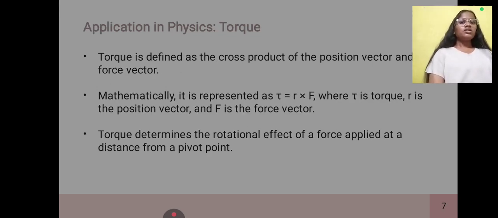Applications in physics. Torque. Torque is defined as the cross product of the position vector and the force vector. Mathematically, it is represented as T equals R cross F, where T is torque, R is the position vector and F is the force vector. Torque determines the rotational effect of a force applied at a distance from a pivot point.